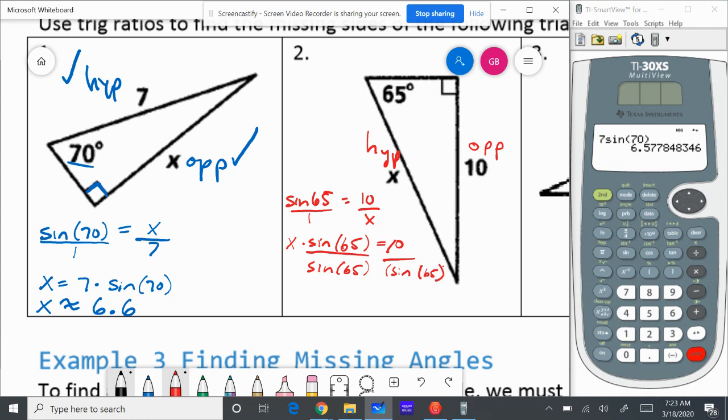Okay, so this goes away here. So x equals, let's use our calculator, 10 divided by the sine of 65. That is 11.0. So that rounds to 11.0. Let's move along.